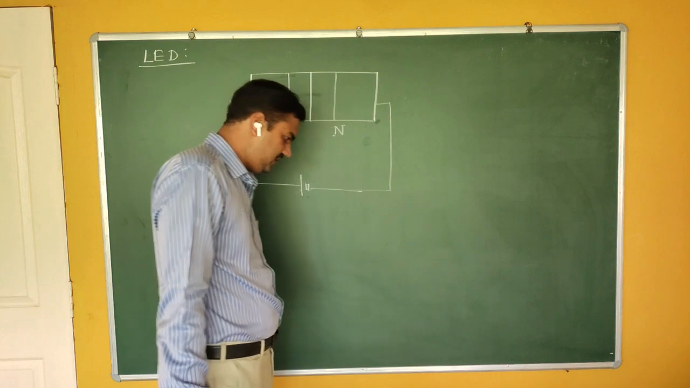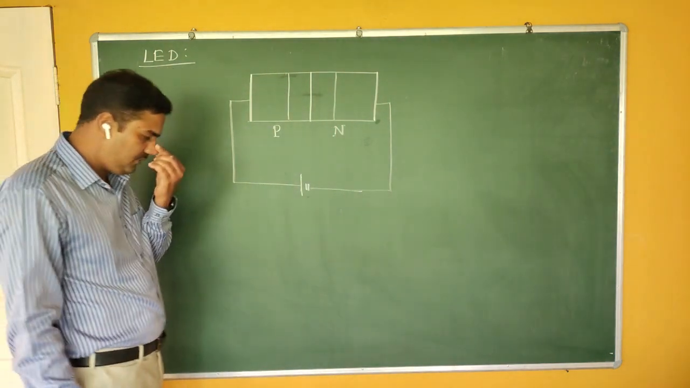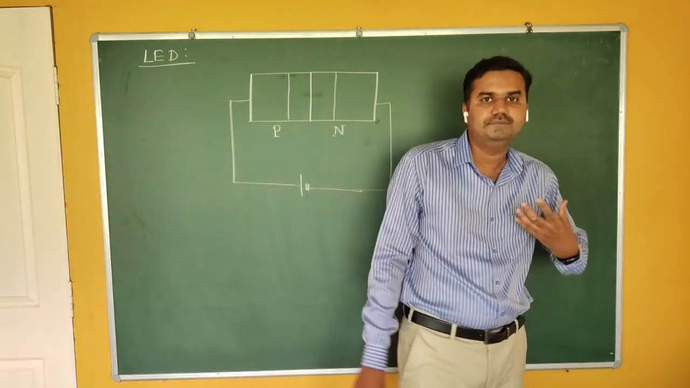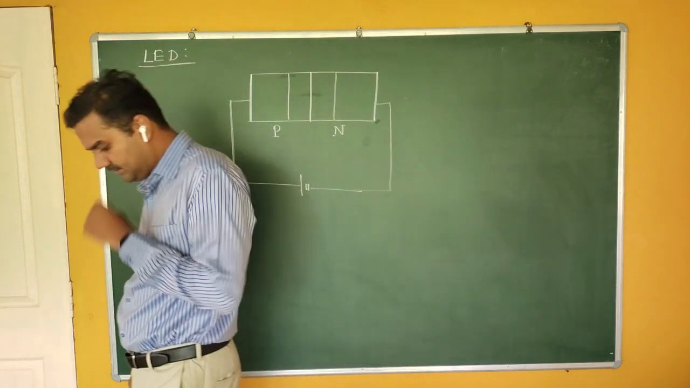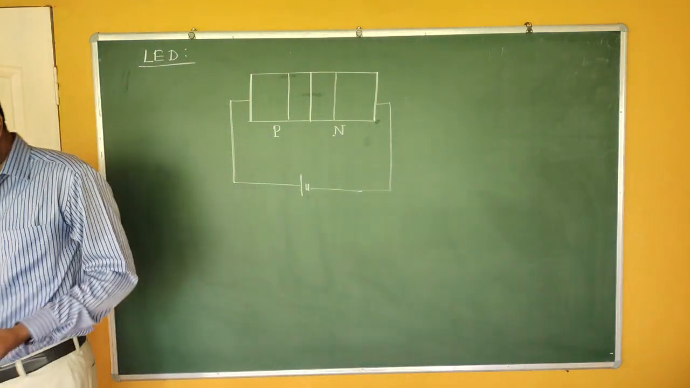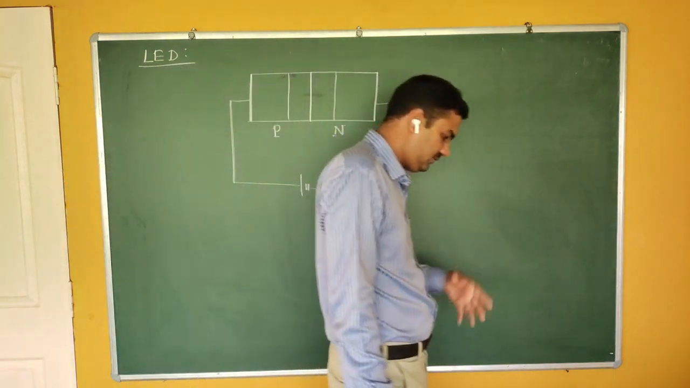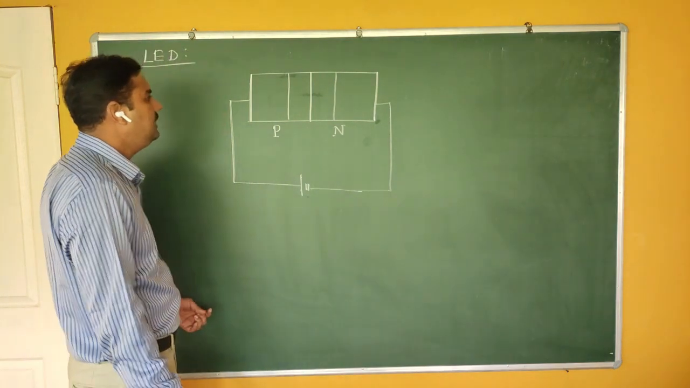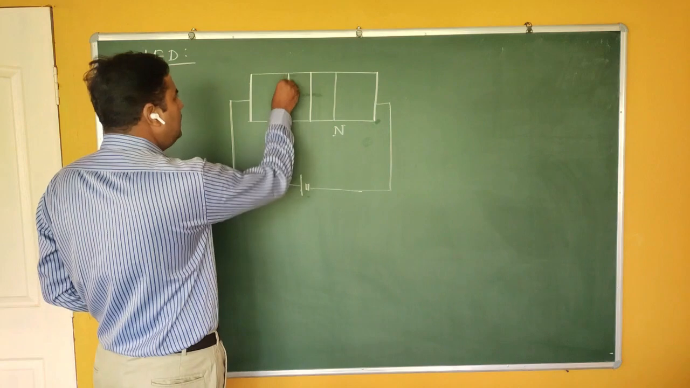These are specially designed diodes. We use special types of alloy materials, like gallium arsenide phosphide, to get different colors for LEDs. You will get colors like red, orange, and yellow by using gallium arsenide phosphide. So these are specially designed PN junction diodes. Now see here.